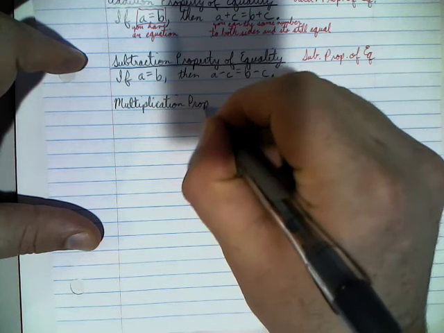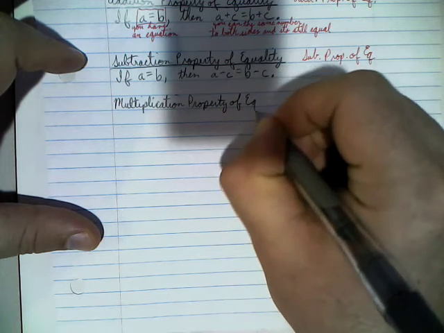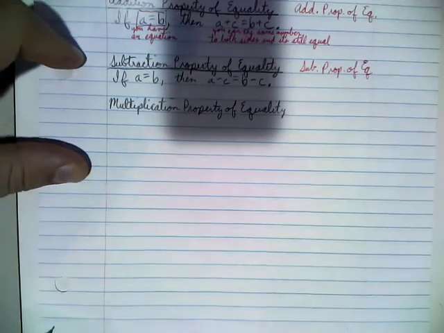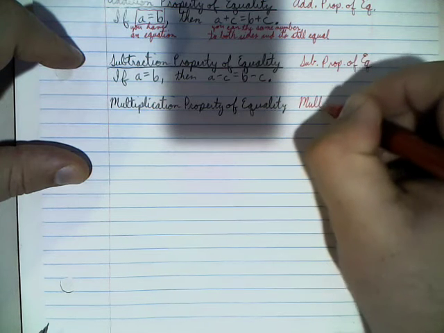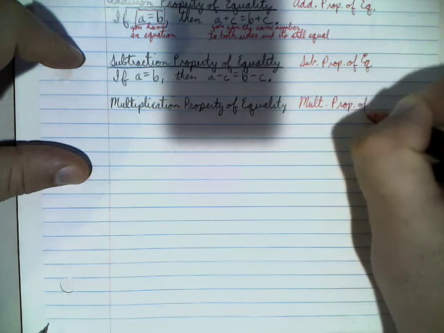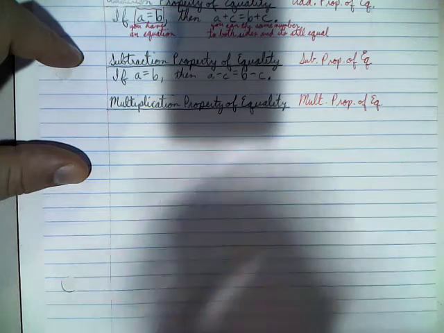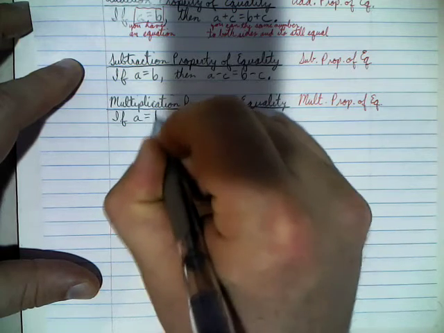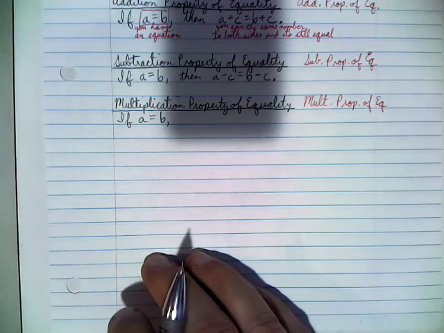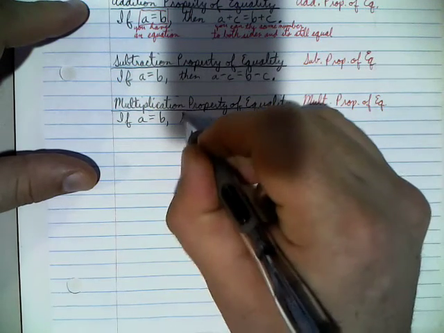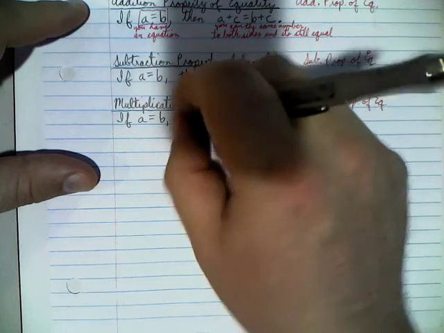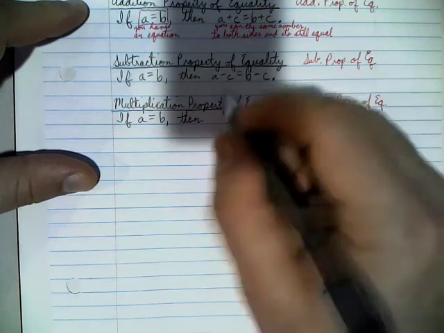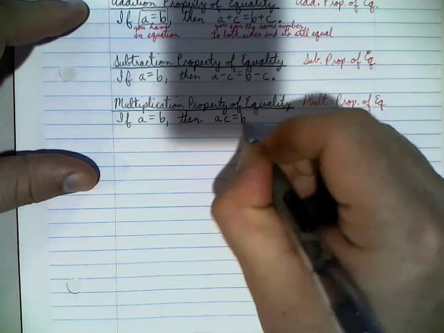The third property is the multiplication property of equality, and its abbreviation is the mult prop of ec. So the multiplication property of equality: if A equals B, so if we have an equation, which we do, then AC equals BC.